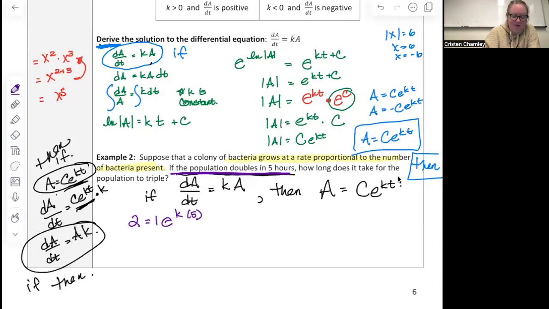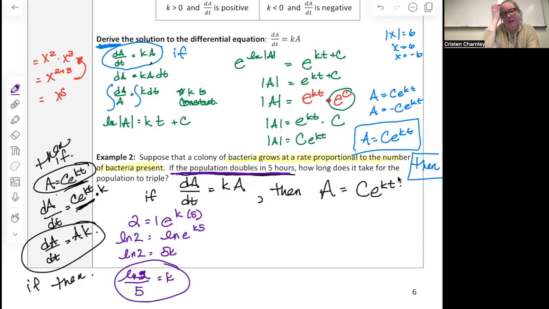So how do we solve for k? We need a natural log. Natural log of 2, natural log of e to the k times 5. I know the natural log and the e are inverses. So I've got natural log of 2 equals 5k. Divide both sides by 5. So natural log of 2 over 5 is equal to k.